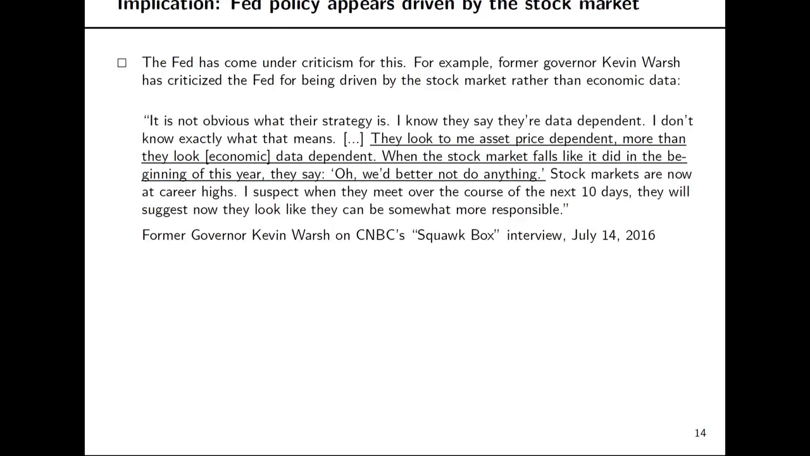The statistical relation documented here is something that the Fed has come under criticism for. A former governor, Kevin Warsh, says, they look to me asset price dependent more than they look economic data dependent. When the stock market falls like it did in the beginning of this year, they say, oh, we better not do anything. Now, this suggests that this statistical predictability of policy is a problem. We'll have to dig into whether that is a problem. When all is said and done, we're going to be much more on the Fed's side of this: given a strong consumption wealth effect, it is actually rational to react to the stock market.